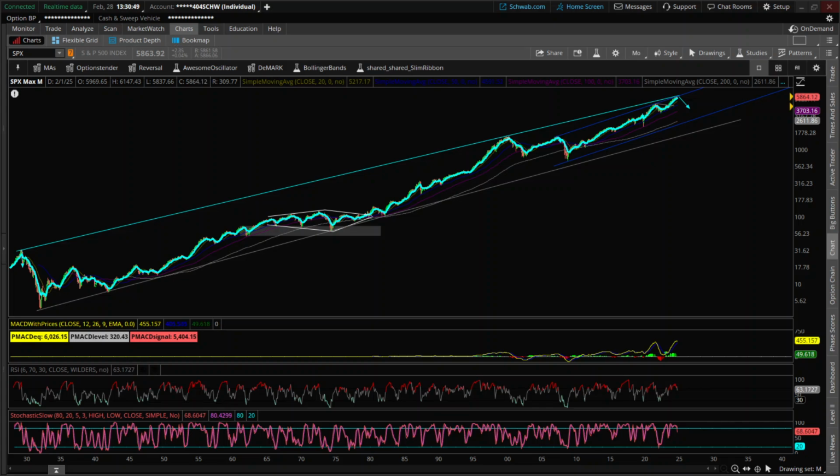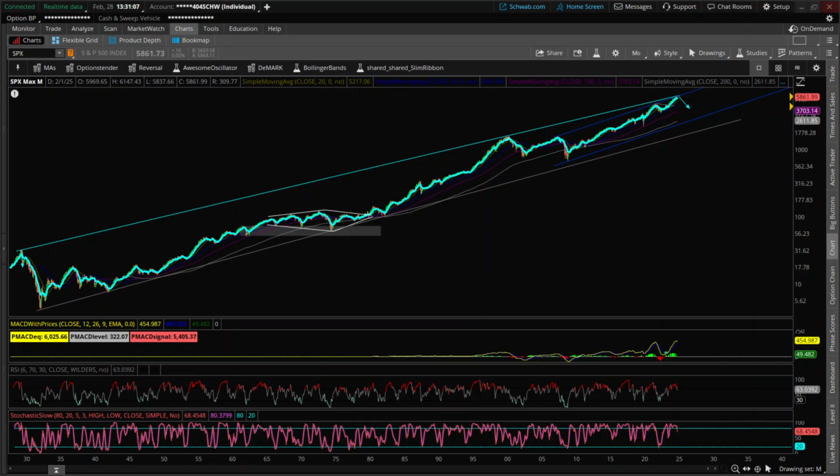We're going to take a look at SPX on the monthly time frame. We're going to focus on my standard indicators. We're going to look at SPY on multiple time frames and quickly go through around the horn on other indices.